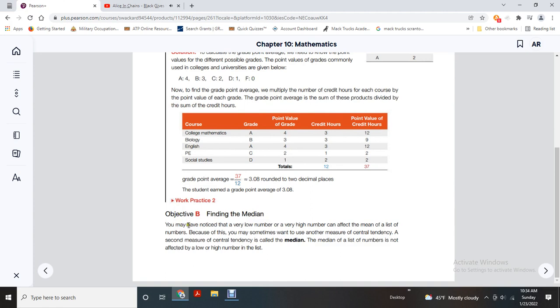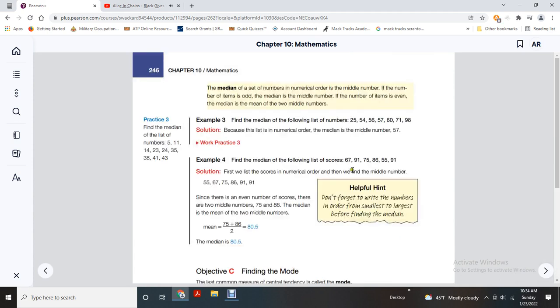Objective B, find the median. You may have noticed that very low numbers or very high numbers can affect the mean of a list of numbers, so sometimes you want to use another measure of central tendency. The second measure of central tendency is called the median. The median of a list of numbers is not affected by very low or very high numbers in the list. The median is found by putting the numbers in numerical order and taking the middle number. If the number of items is odd, the median is the middle number. If the number of items is even, the median is the mean of the two middle numbers.